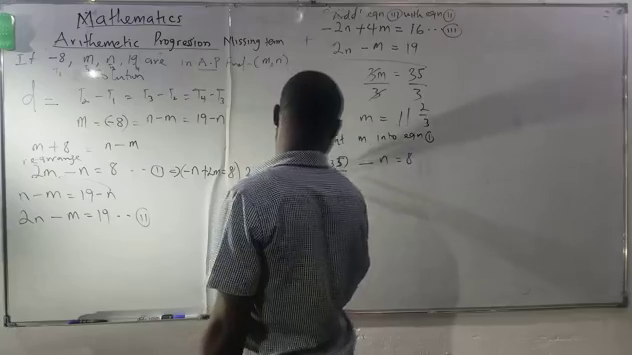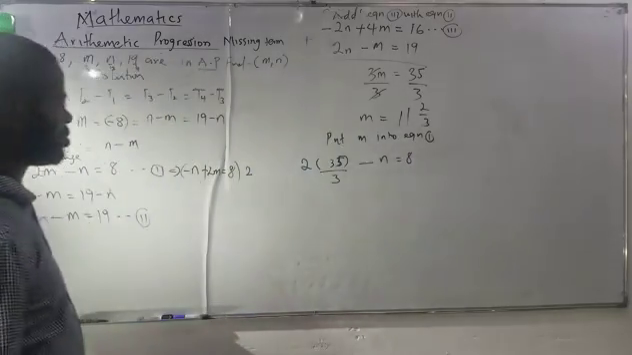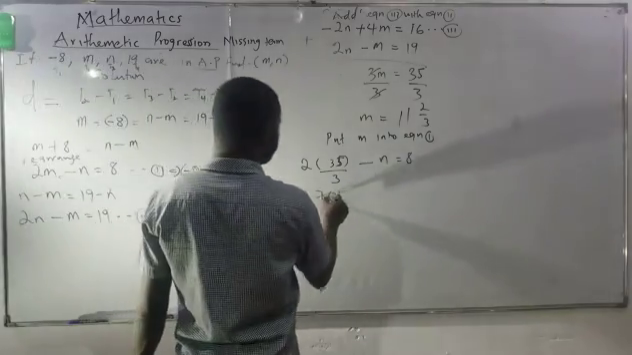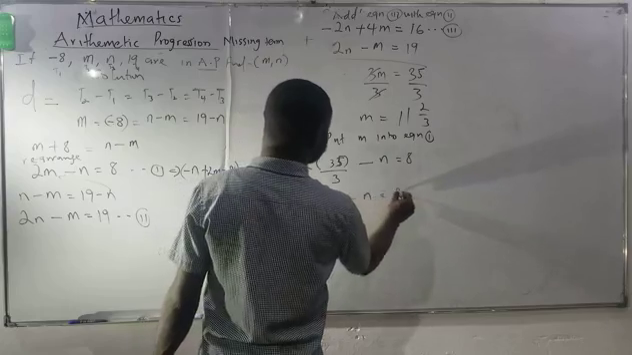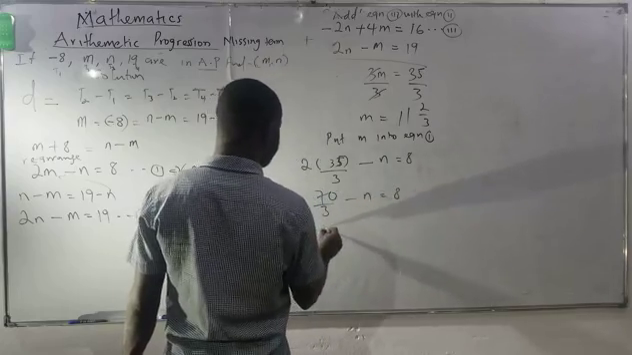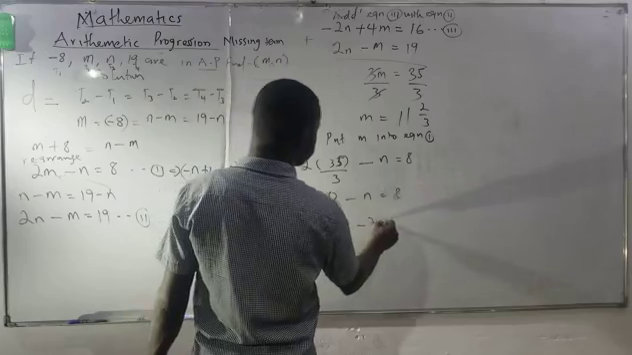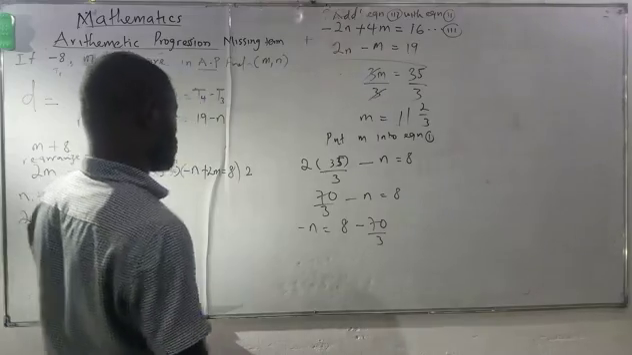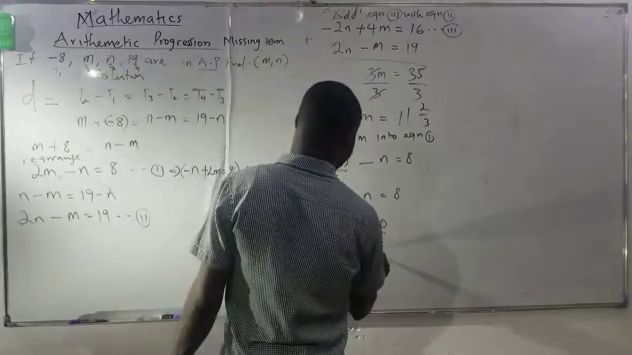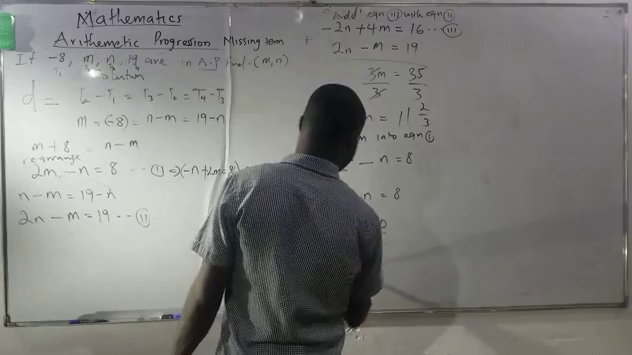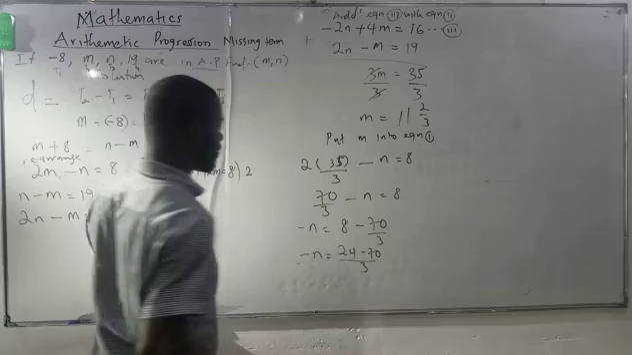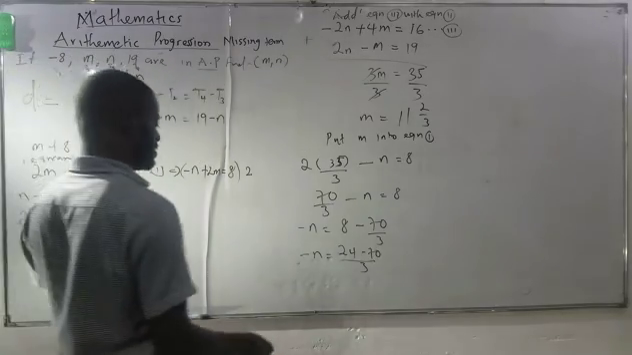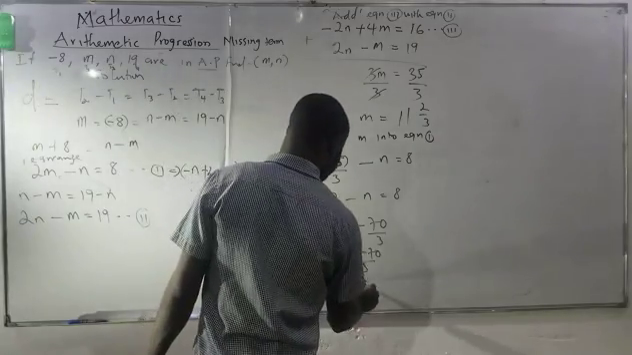I'll be having 33 times 2, that will be 70. So I have 70 all over 3 minus n equals 8. Now it means minus n equals 8 minus 70 all over 3. That will be 24 minus 70 all over 3, and my n equals that. Now 24 minus 70 will be 46, so I'll have 46 all over 3.